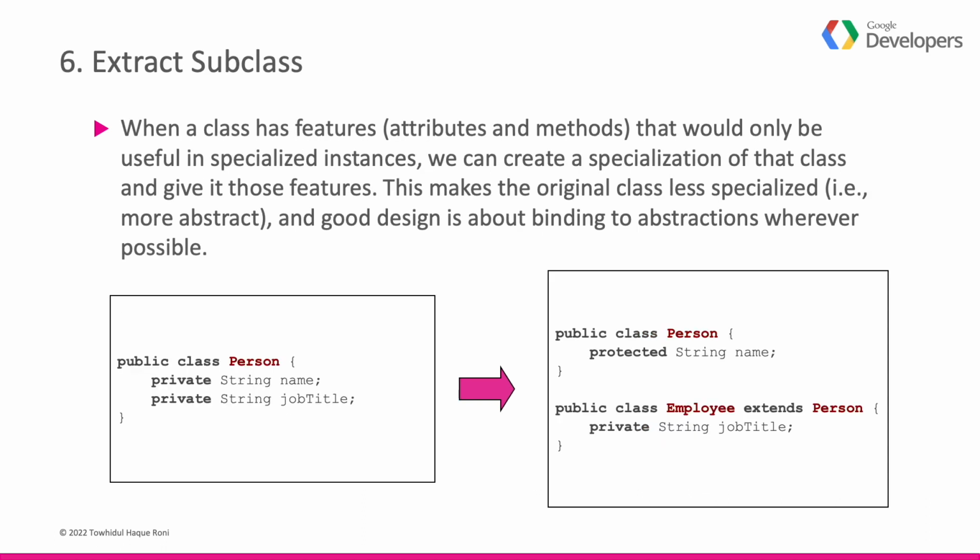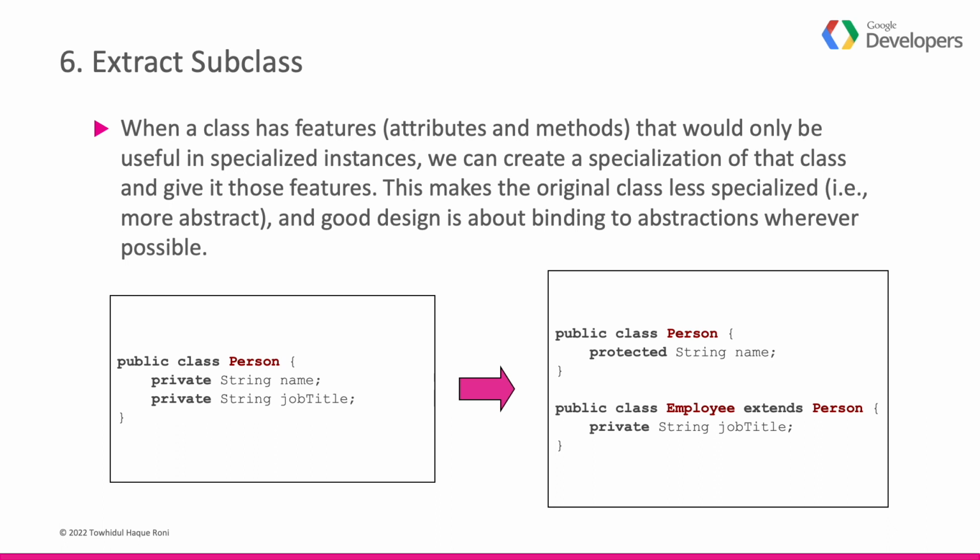Let's explore the extract subclass refactoring technique, a strategy employed when a class accumulates features that are only relevant in specialized instances. By creating specialized subclasses and assigning these features to the appropriate subclass, we make the original class more abstract, adhering to the principle of designing to abstractions.